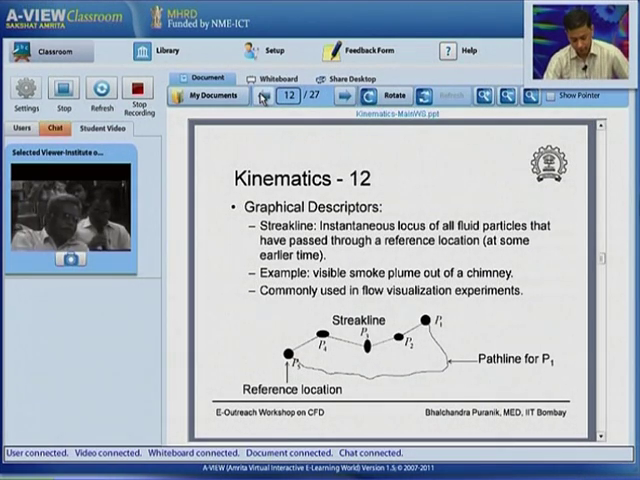Question number two: you have explained about the Lagrangian method and the Eulerian approach to solve flow field problems. How do we select a particular type of solution method for a particular application, and what are the limitations of each of the two methods? These are the two questions. Thank you.